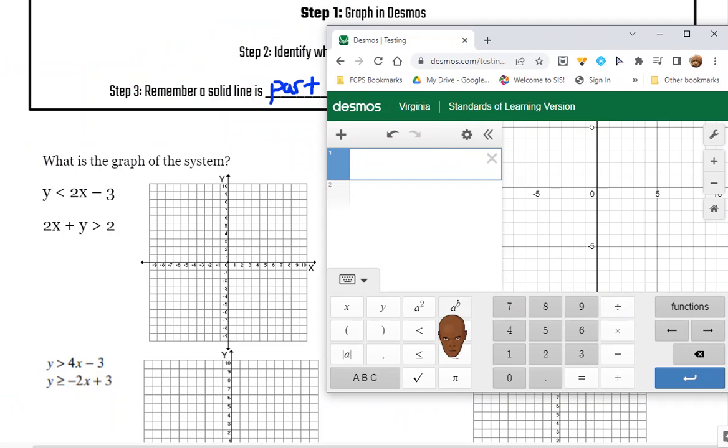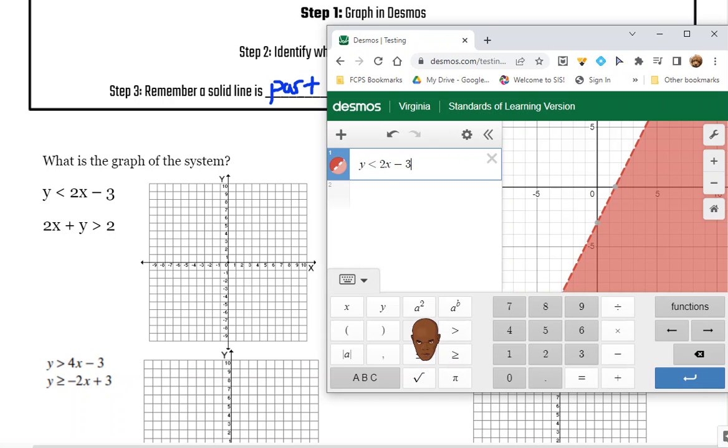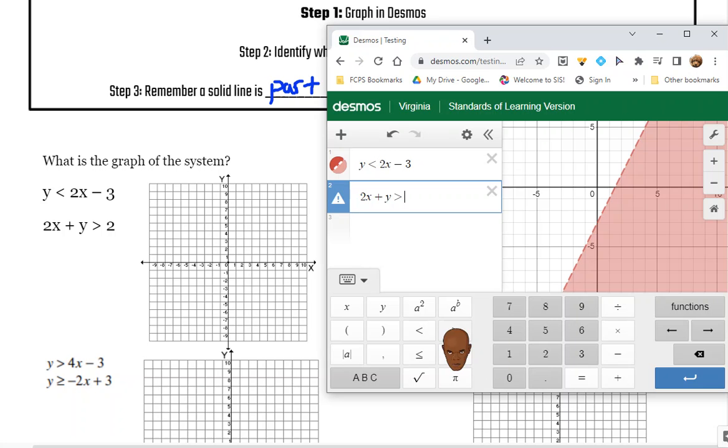All right, so if I want to do this first one, I would plug it in Desmos. I can clear this out. I have y is less than 2x minus 3. That shows up there in that reddish orange color. And then we have 2x plus y is greater than 3. And that's in the blue spot there, right?